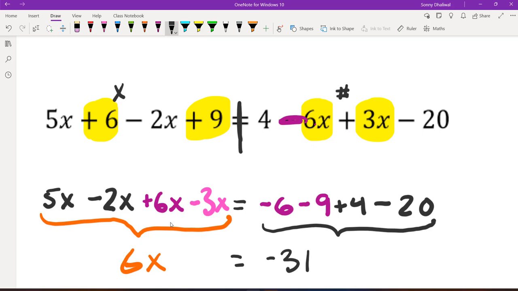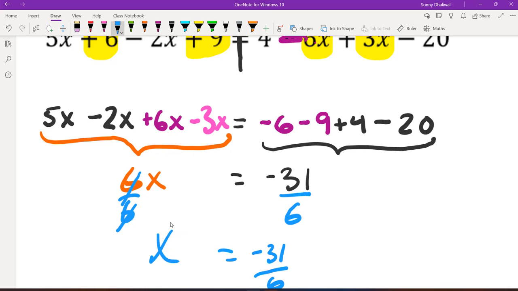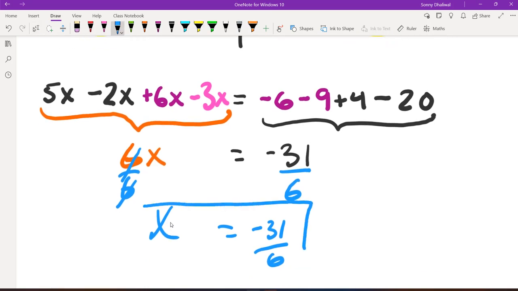Okay. So now I clean this up. Get rid of the 6 by dividing by 6. Dividing by 6. The 6's are gone, and x is equal to negative 31 over 6. And that's it.